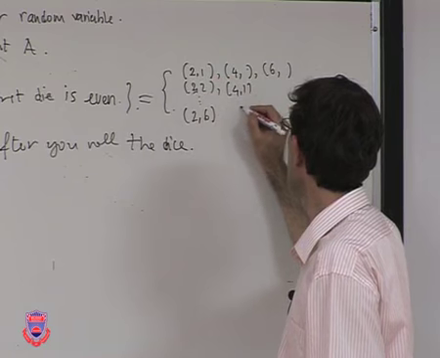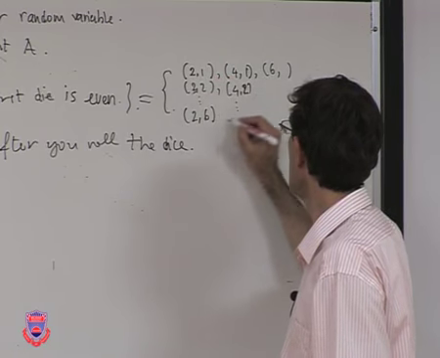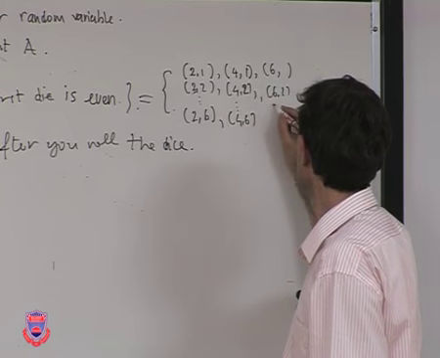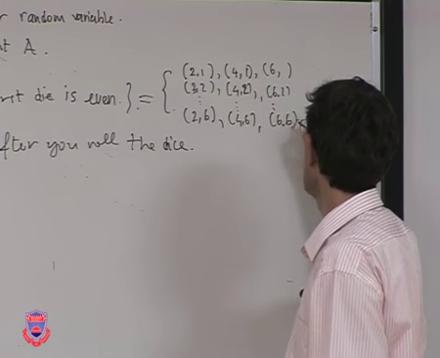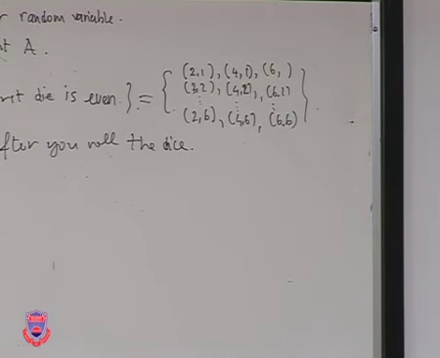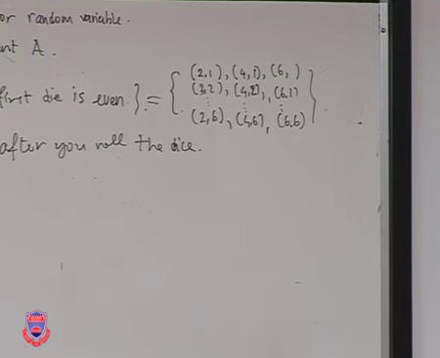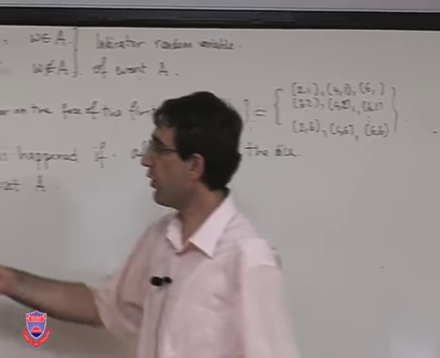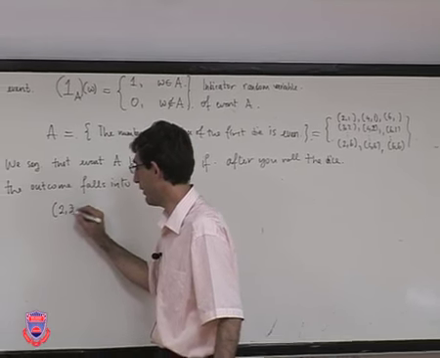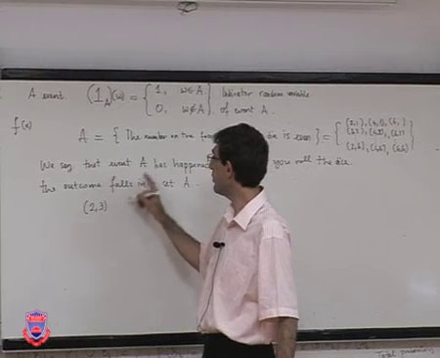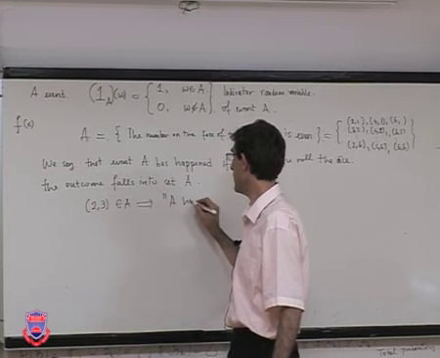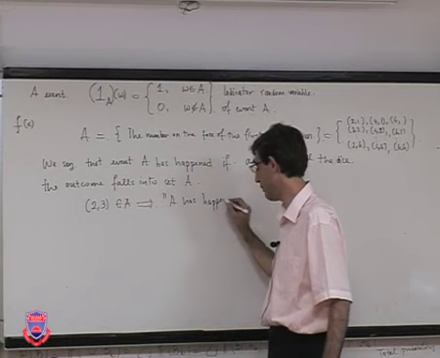The 4, 1, okay, this is 1, this is 2, and 4, 6, and this is 6, 1, and this is 6, 6. Right? Do you agree with that? Does it make sense? Okay. So, for example, you roll the die, you observe 2 and 3. Since you know that this belongs to A, your conclusion is what? A has happened. Event A has happened.